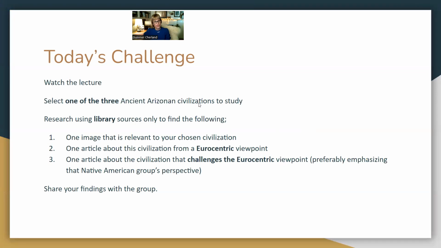And then you're going to share your findings with the group. So that's your challenge today. I will introduce you to all of these topics. I'm going to talk about Eurocentrism. I'm going to discuss different native Arizonans and ancient Arizonans, and we're going to go from there.